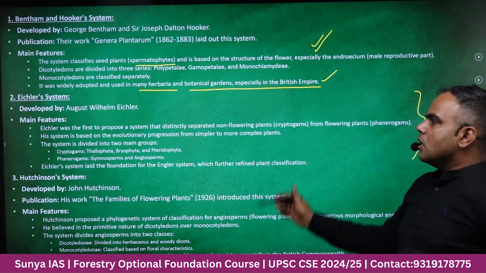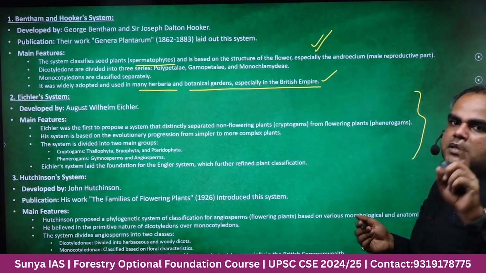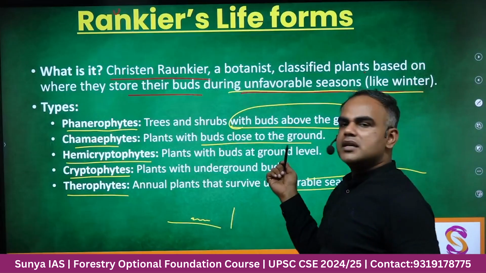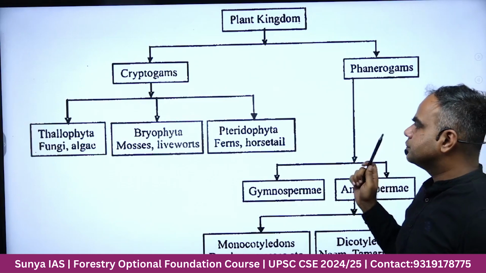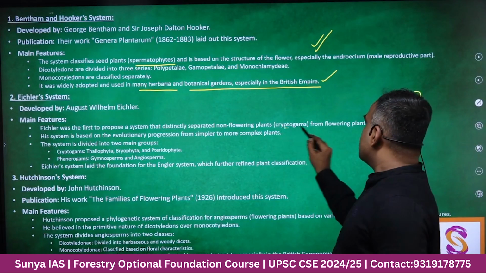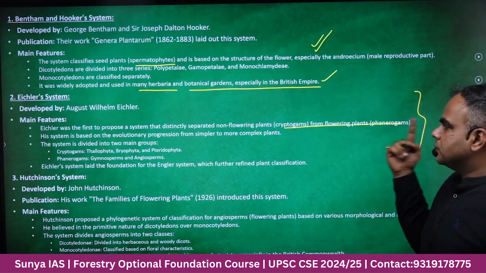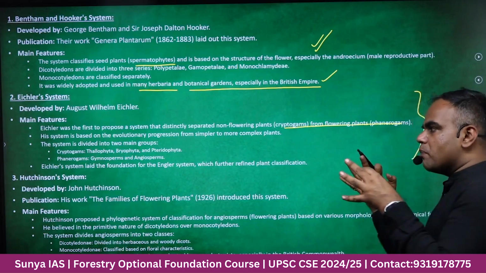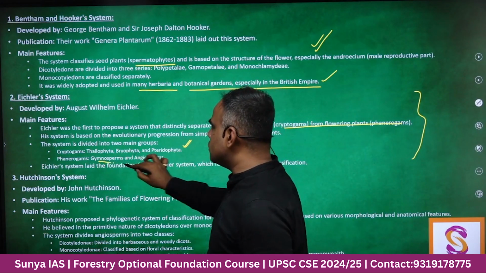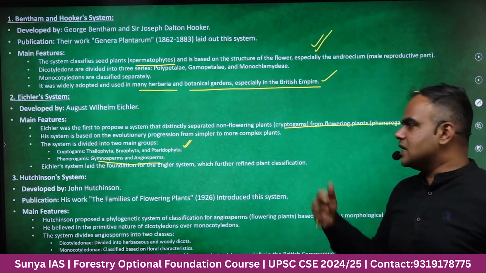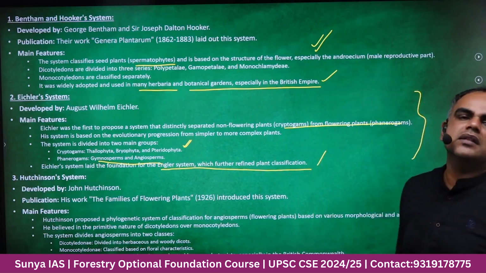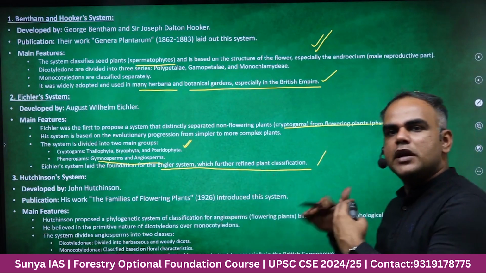Fine. Engler system is different. Why? Because it is evolutionary based. Okay, it is a phylogenetic system of classification. Now, in this, what has been done? Cryptogams are separated from phanerogams. Number 1. Okay, it is evolutionary from a simpler to more complex system. Cryptogams, thallophytes, bryophytes, pteridophytes, and phanerogams into gymnosperm and angiosperm. And this lays the foundation for the Engler system, which has further refined the plant classification. So again, we are moving one step ahead.